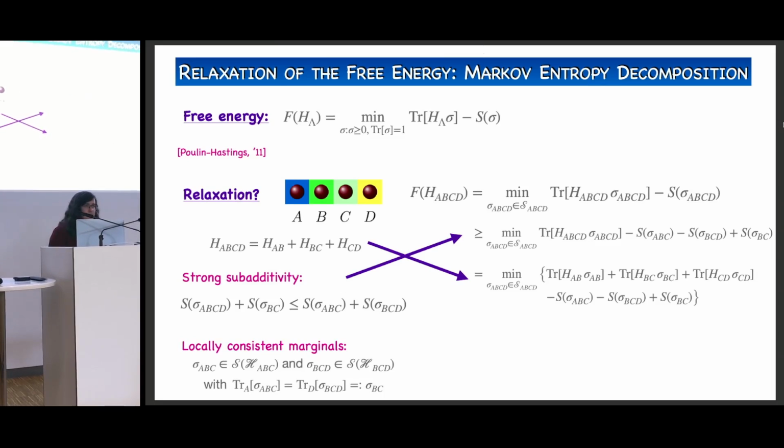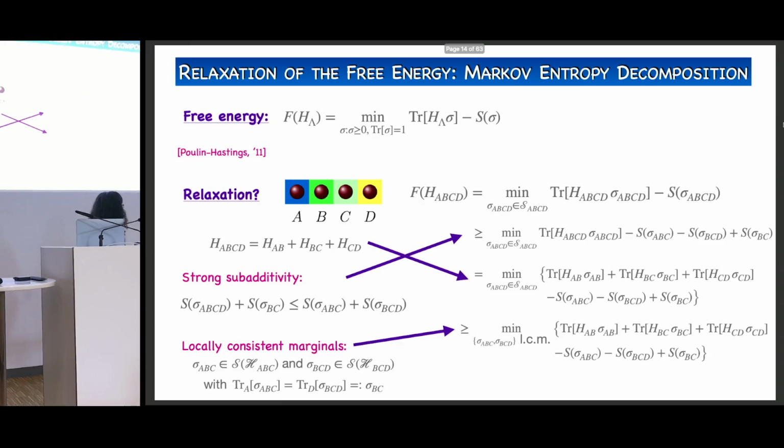And what this is telling us is essentially that if we consider now two density matrices in ABC and BCD, such that when you trace out the A part from the first one and you trace out the D part from the second one, what you obtain is exactly the same, which I denote by sigma BC for convenience, then I can rewrite this problem as taking the minimum over this set. And of course, this minimum is going to be over a larger set, which means that the minimum is going to be smaller. So this goes in the right direction.